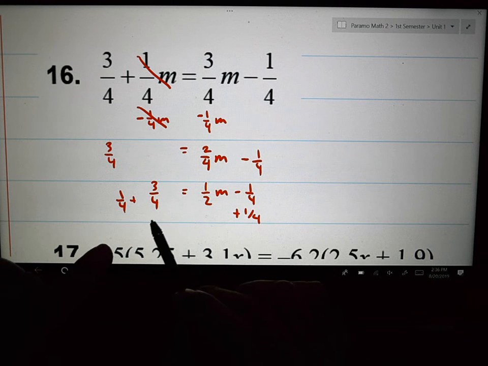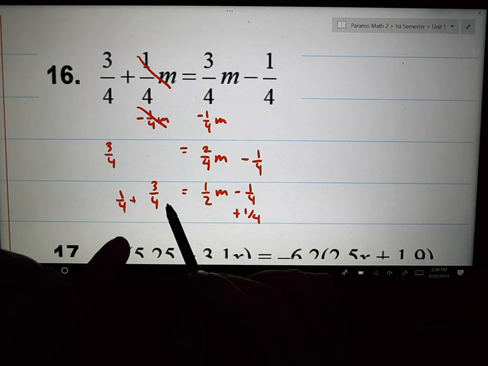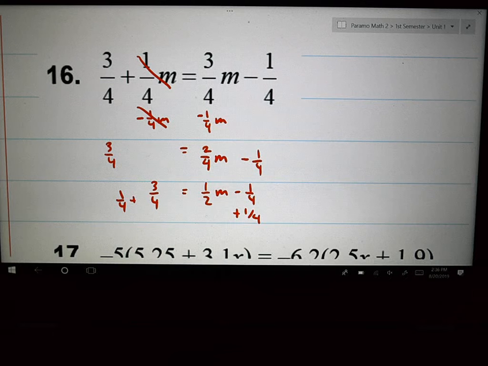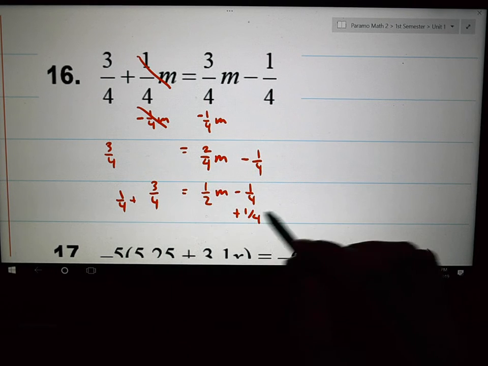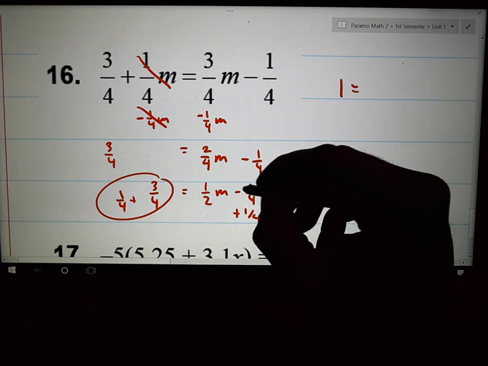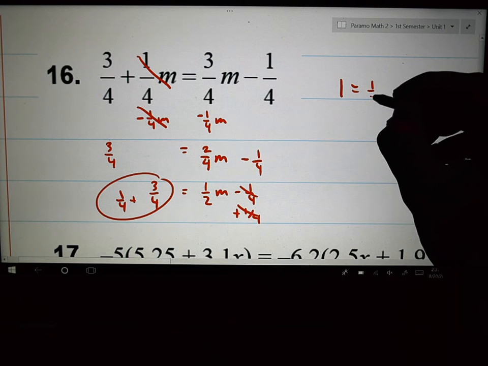And by the way, I think you guys can do this in your heads. 3/4 plus 1/4 is 1 whole. 4/4, 1 whole. So this is equal to 1 over here. 1 equals, that went away, 1/2 m.